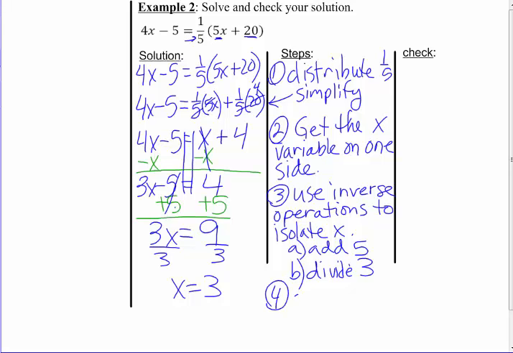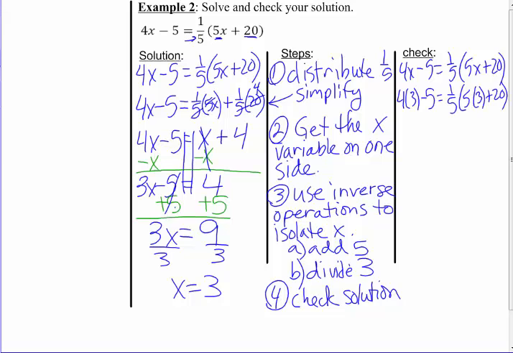Always the last step, check your solution. Start with the problem. 4x minus 5 equals 1/5 times 5x plus 20. Plug 3 in for x. Okay, so all my x's changed to 3's. We're now going to evaluate the two sides of the equation separately. I like to sometimes put lines around the equal sign so it's easy to see where it is. So on the left-hand side, we'll do the multiply first. 12 minus 5, which gives us 7.